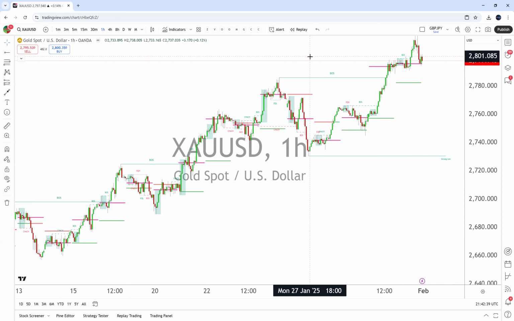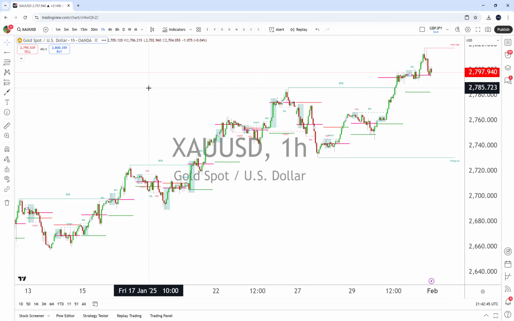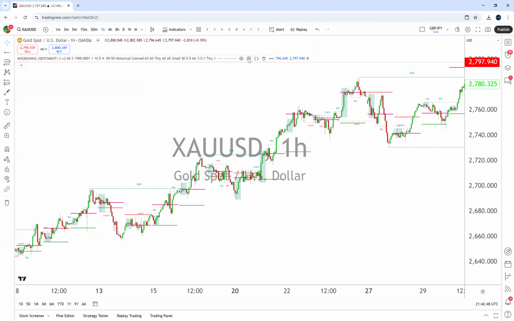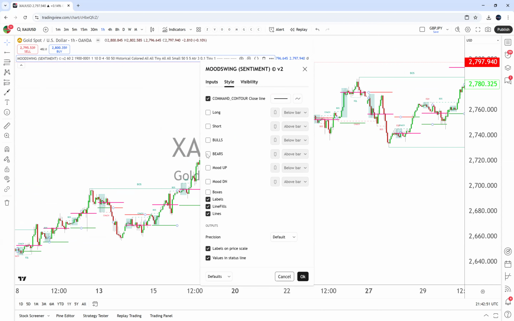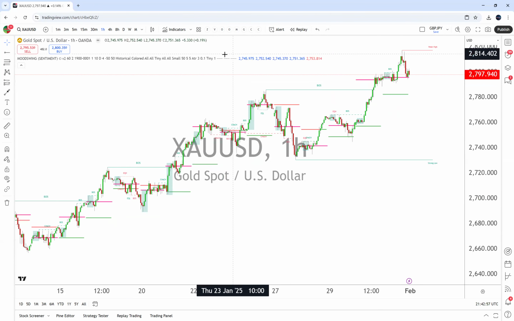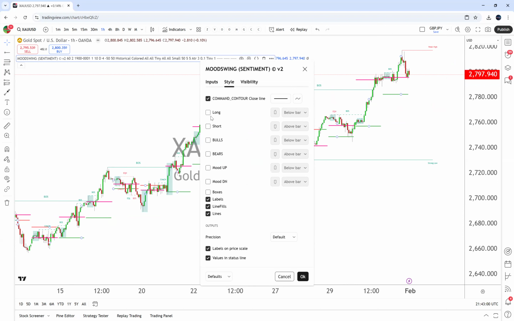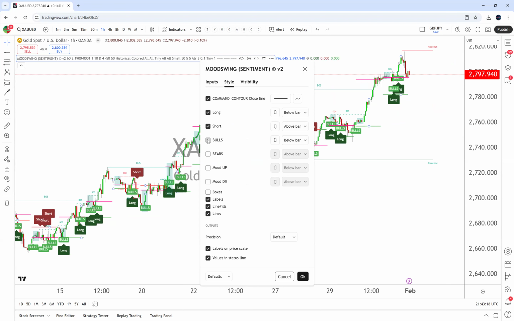Now, one of the other things that is important for the futures scalping are these mood up, mood down, bears, bulls, longs, shorts, okay? These are the settings that we really want to turn on if we want to get those opportunities for scalping in one direction or the next. So let's turn those on and see how we could have actually gotten some opportunities on this gold last week. Okay, so we put the longs, shorts, bulls, bears, mood up, mood down.